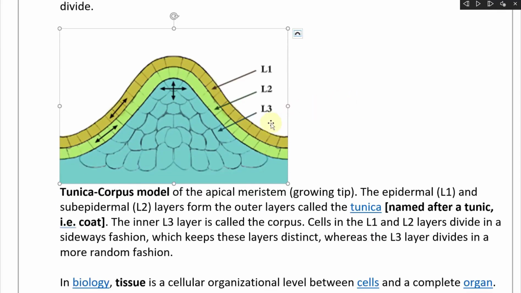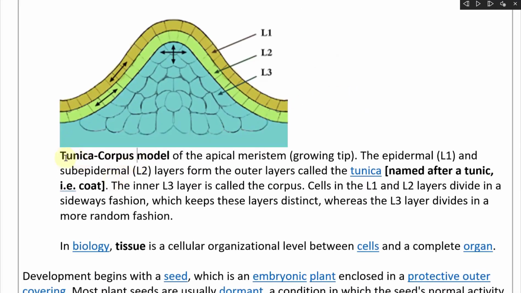So here's the setup over here. This is the Tunica-Corpus model. The Tunica-Corpus model of the apical meristem, or the growing tip. The epidermal L1, see the outside coating, and the subepidermal L2 layers form the outer layers called the tunica, named after a tunic or coat, and the inner L3 layer is called the corpus.